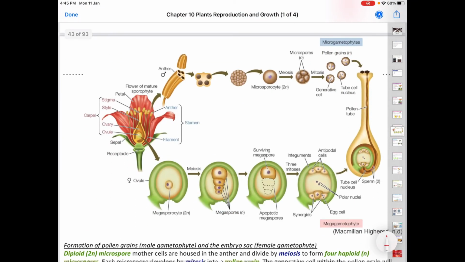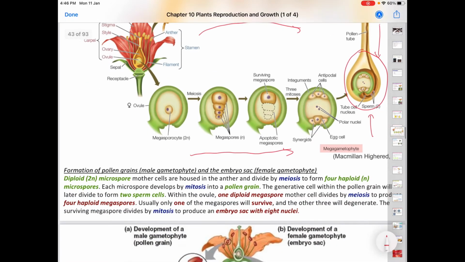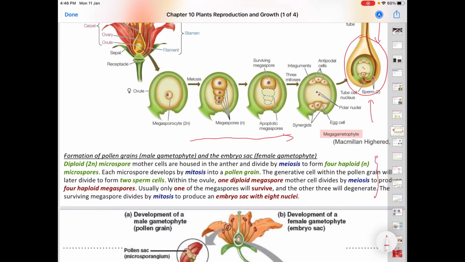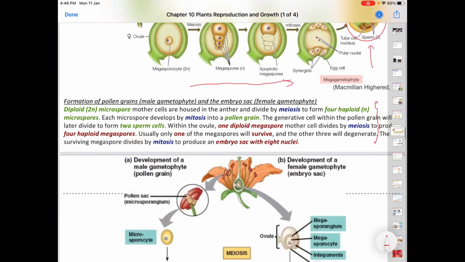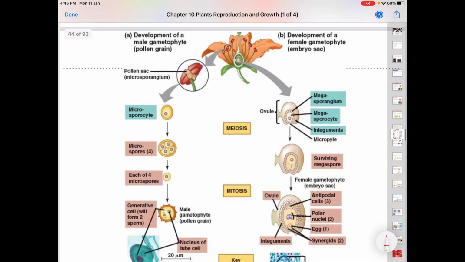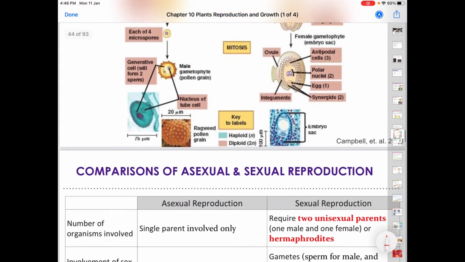So this is the image of how the process goes. This is for the male gametophyte and this is for the female gametophyte. Later they will fertilize, and the fertilization happens inside the embryo sac. You may read this description on the formation of the pollen grain and the embryo sac. This is another image, the diagram that explains the whole process.